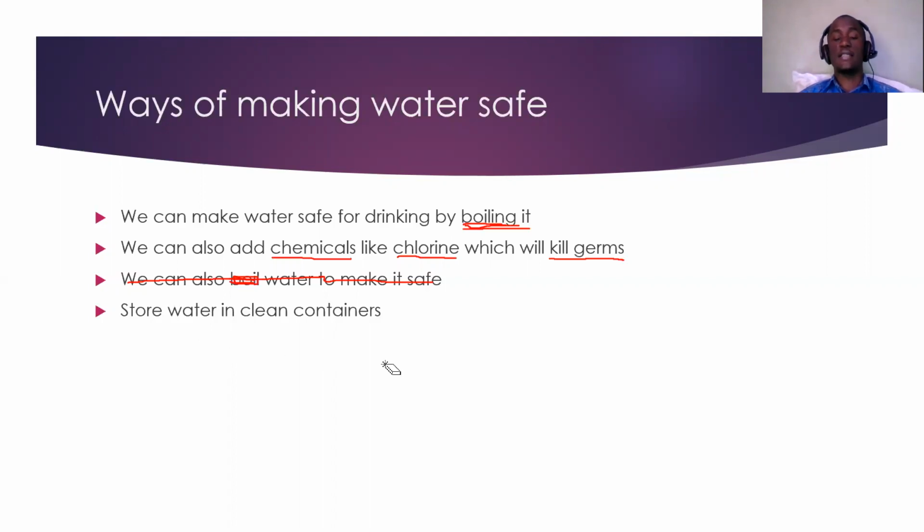So after boiling it, if you store in a dirty container, still you'll have done nothing because the water will get germs again. If you add chlorine in water and you store it in a dirty container, still you have done nothing because the container is going to put germs in the water. So class 3, we have got two ways in which you can make water safe for drinking. The first way is by boiling the water, and the second way is by adding chemical. The chemical which we add in water to make it safe for drinking is known as chlorine.